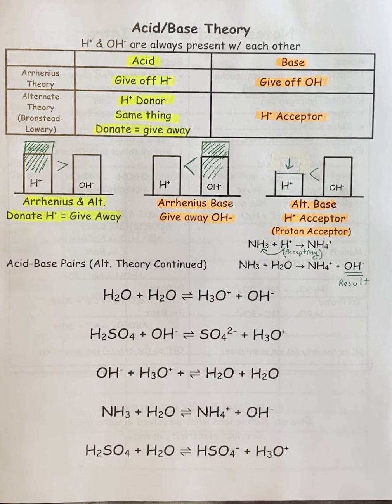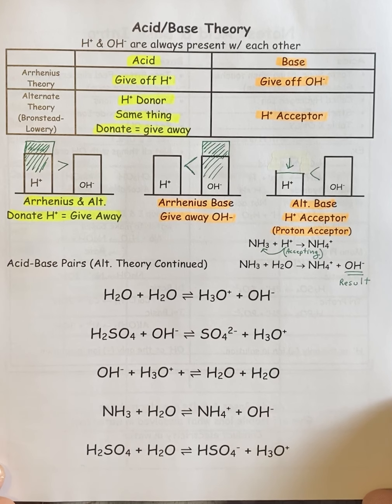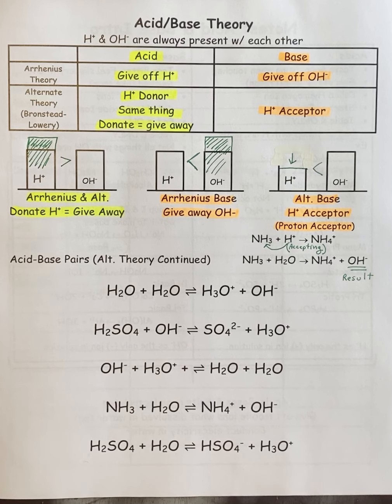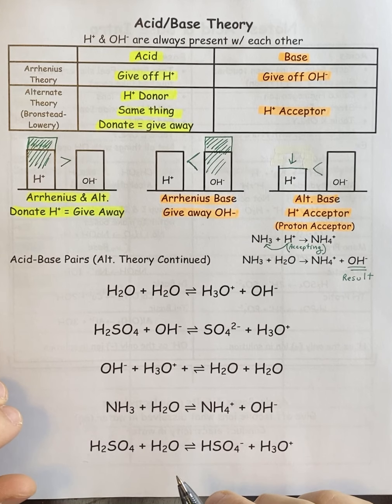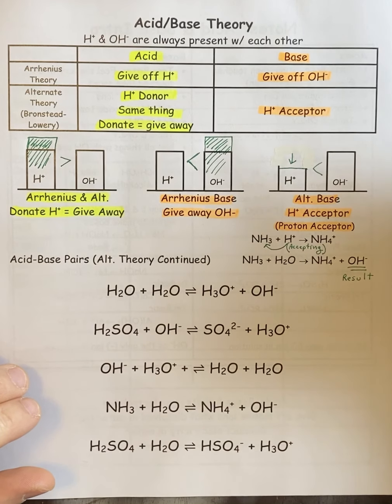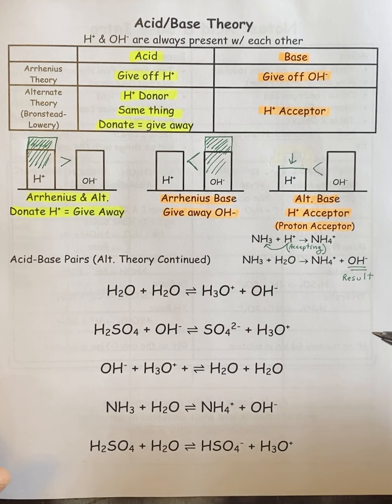Okay, now, last part. It looks complicated, but it's not. It is called acid-base pairs. It is a continuation of the alternative theory. And here's how it works. You're basically going to be given these chemical reactions, and you're going to figure out which one was the proton donor and which one was the proton acceptor. The proton donor is obviously the acid. The acceptor is the base.